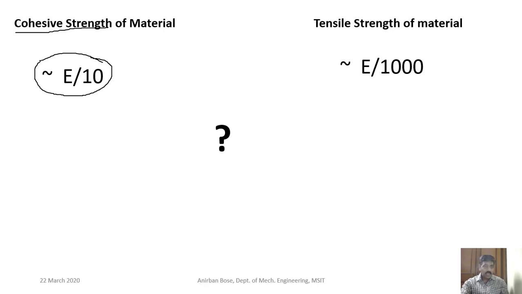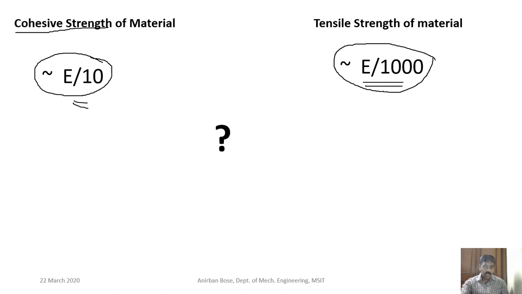So E by 10 is the strength of the bond, but it has been observed experimentally from the tensile test that brittle material cracks at a stress level which is in the order of E by 1000.